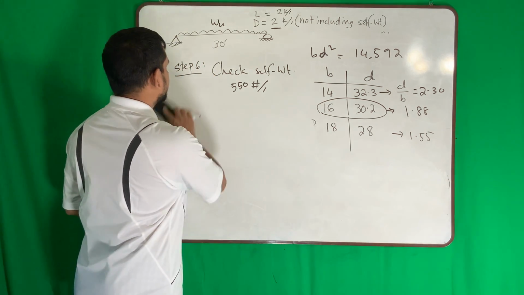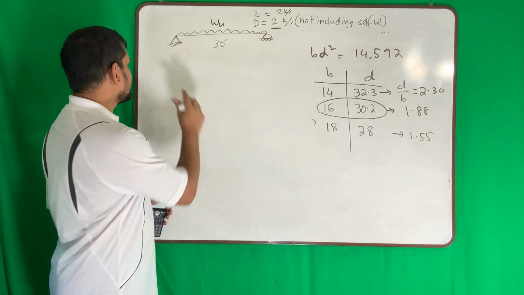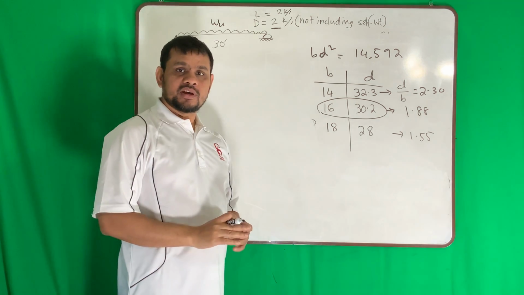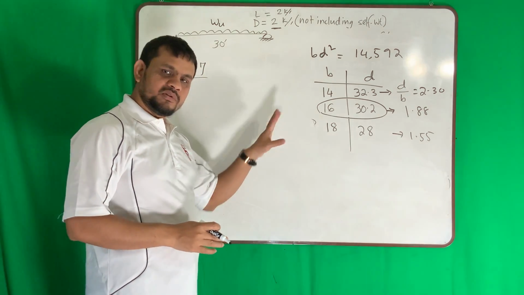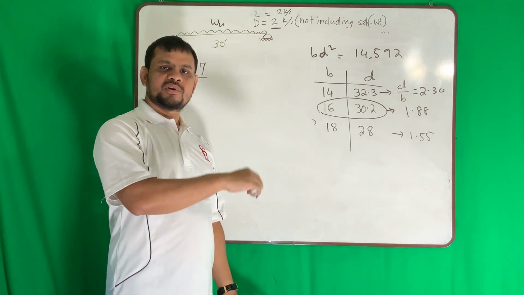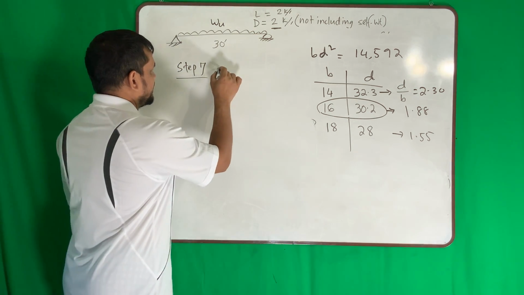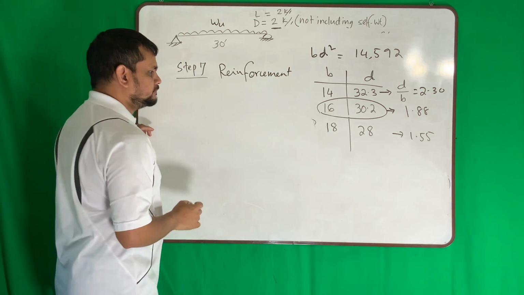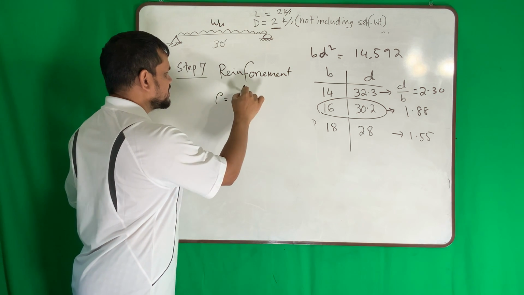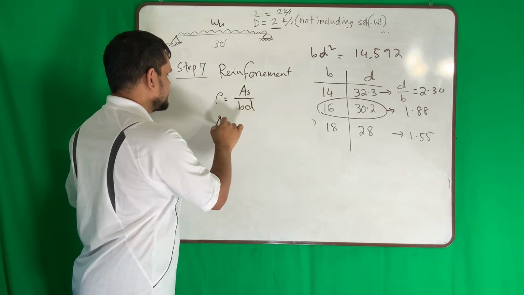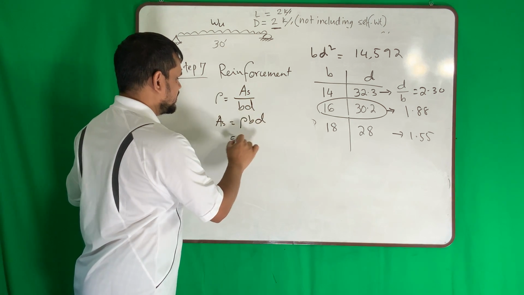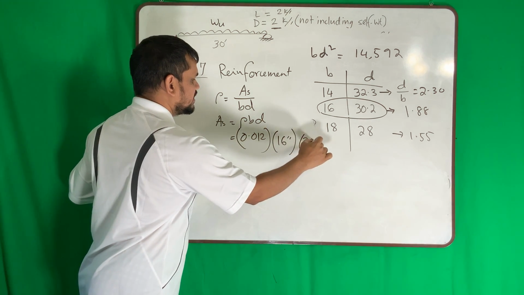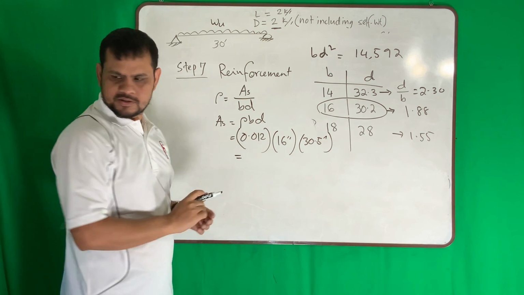Okay, so step number 6 is done. Step number 7. As it is okay, we will continue. If it was not okay, we would go back and increase the self weight and everything. Self weight is reinforcement. You know that rho is As over bd. So As is rho bd. What is your rho? 0.12. What is your b? 16. What is your d? 13.5. How much?